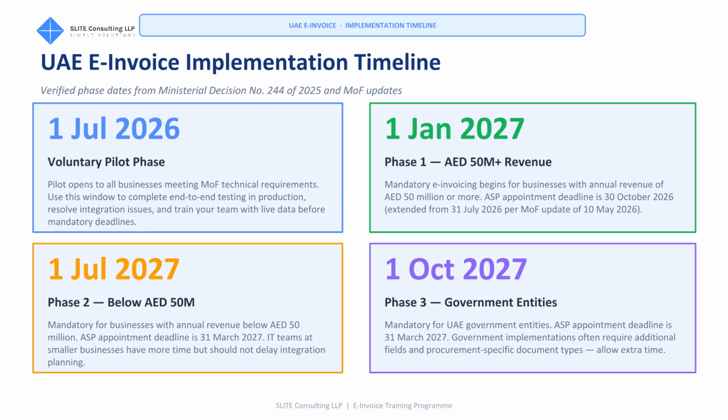July 1st, 2027, Phase 2 mandatory for businesses below the 50 million threshold. ASP appointment by March 31st, 2027. October 1st, 2027, Phase 3 mandatory for government entities, also with a March 2027 ASP appointment deadline. Government implementations tend to need additional procurement-specific fields. Build in extra runway. Wherever you sit in the schedule, work backwards from your date, and treat the pilot as part of the critical path, not optional. Next, how to actually test.